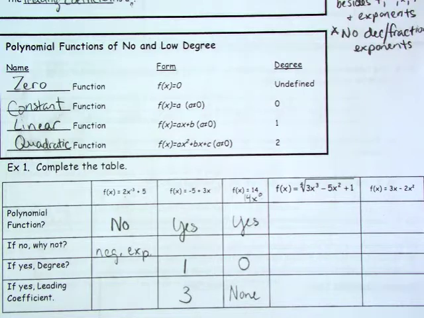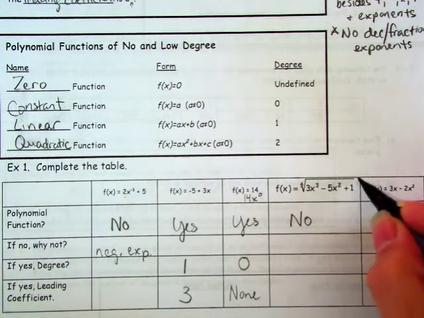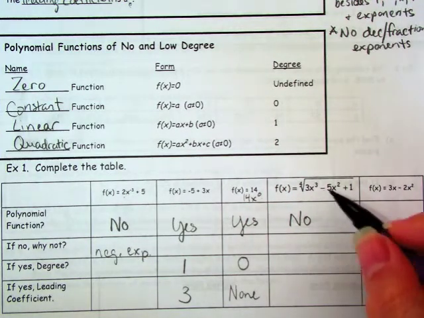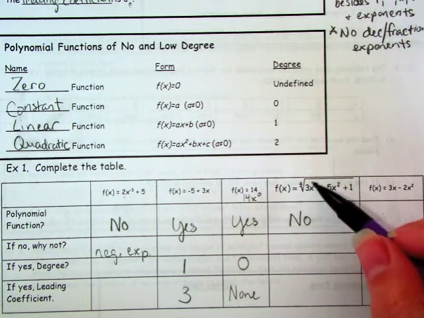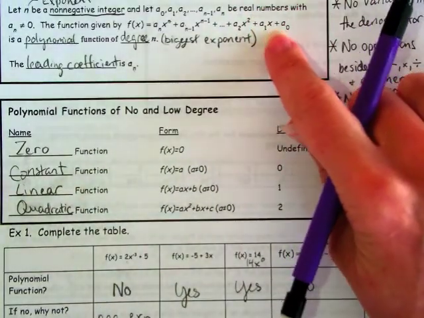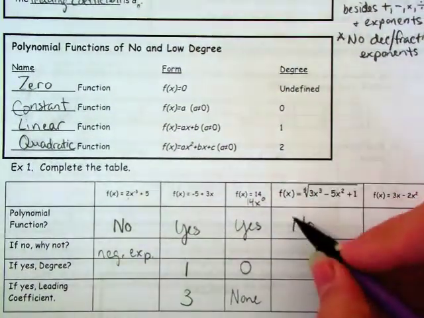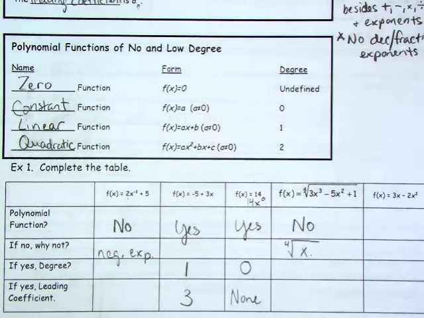Okay, hopefully you put no for the second one. There's this fourth root that has the x's in it. With that, we do not have a polynomial because we have another operation. It can't be written simply in this form. We have to add the fourth root, and that makes it not a polynomial. So for this, it's not a polynomial because we have the fourth root with x's inside. Okay, so it can't answer anything more.